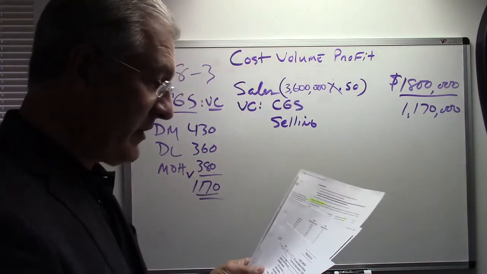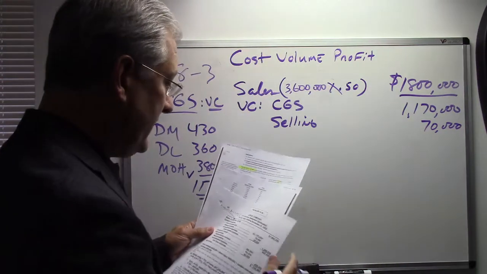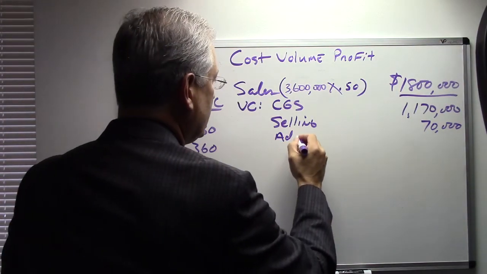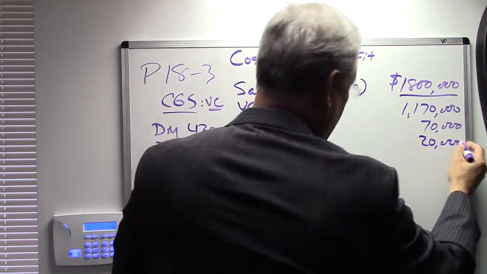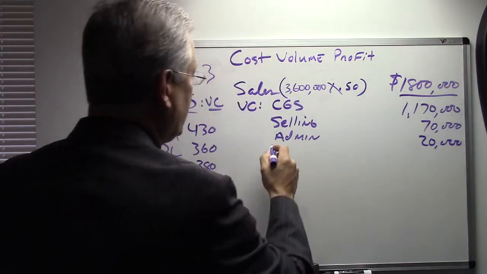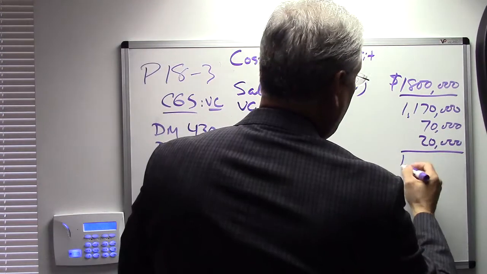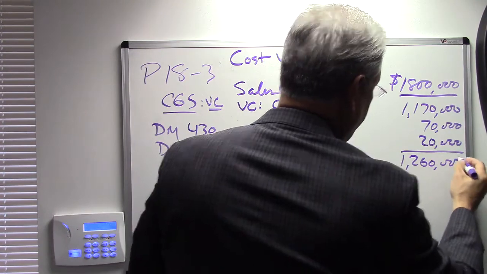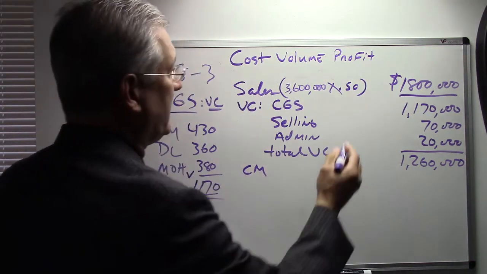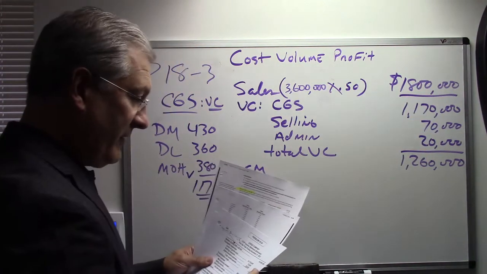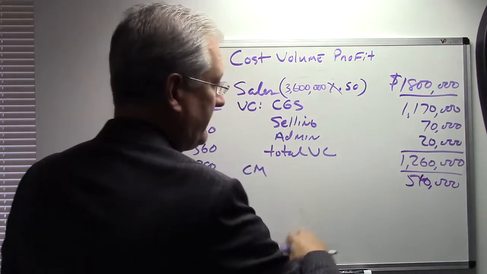The next variable cost is selling expenses. Again, the variable portion only at $70,000. And they have an administrative portion. Again, the variable portion only at $20,000. So we have total variable costs of $1,260,000. Therefore, contribution margin, right? Sales minus total variable cost of $540,000.